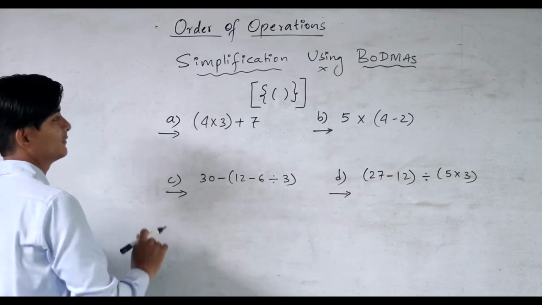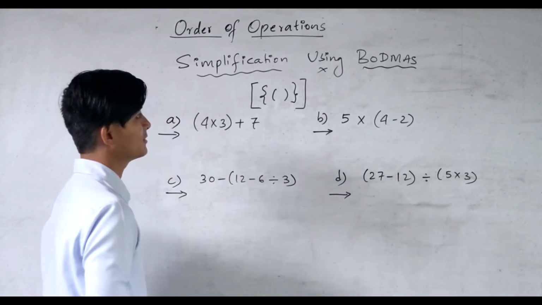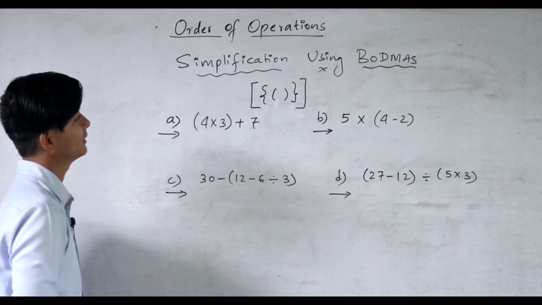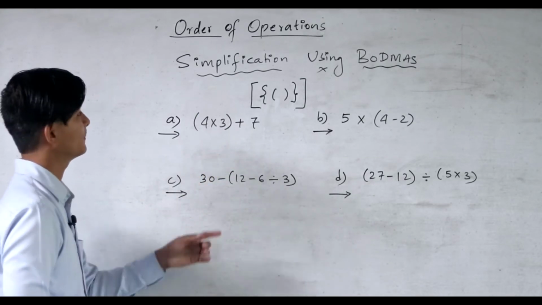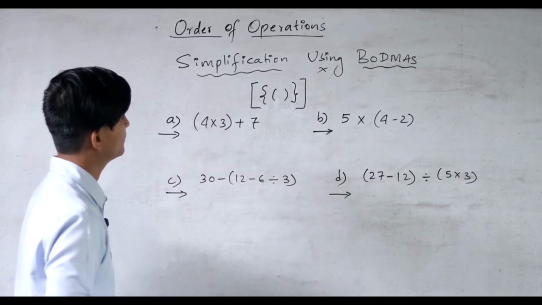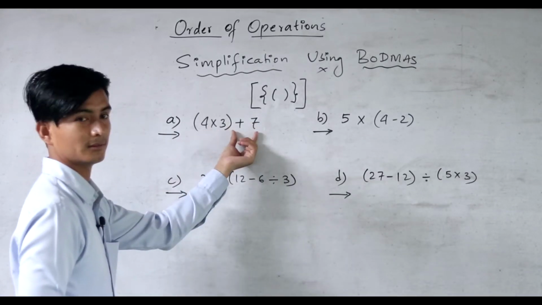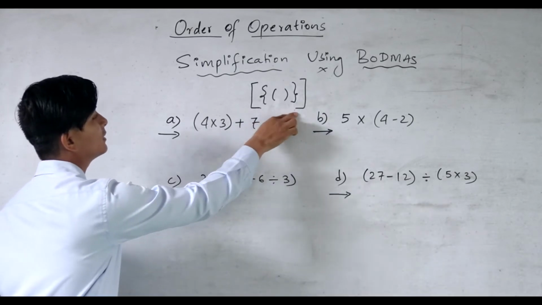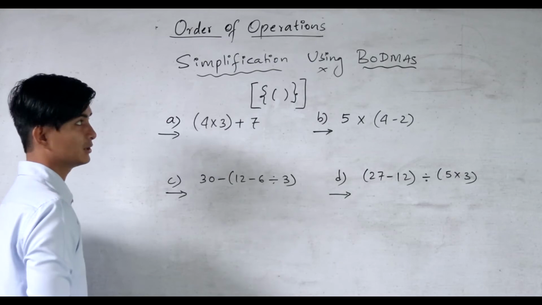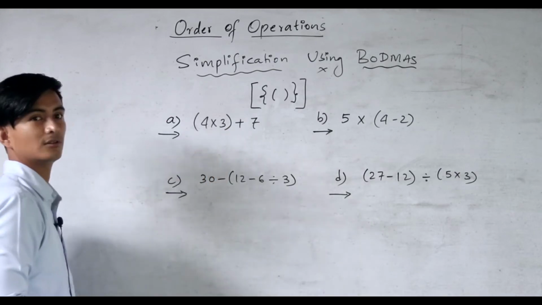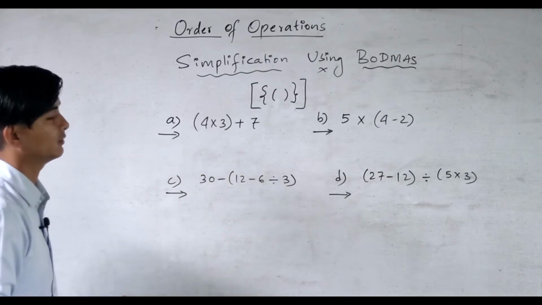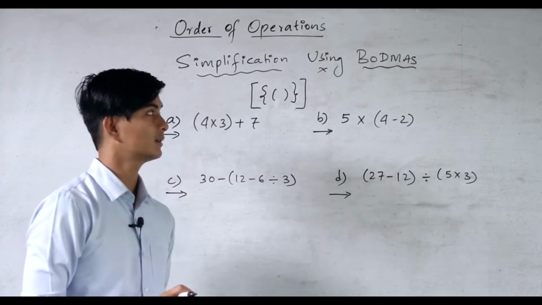I have a few questions over here; you can try them by yourself as well. I'll solve this one. Here we have a small bracket, and in that we have 4 multiplied by 3, plus 7. As I told you earlier, we have to remove this bracket first and then try to solve.